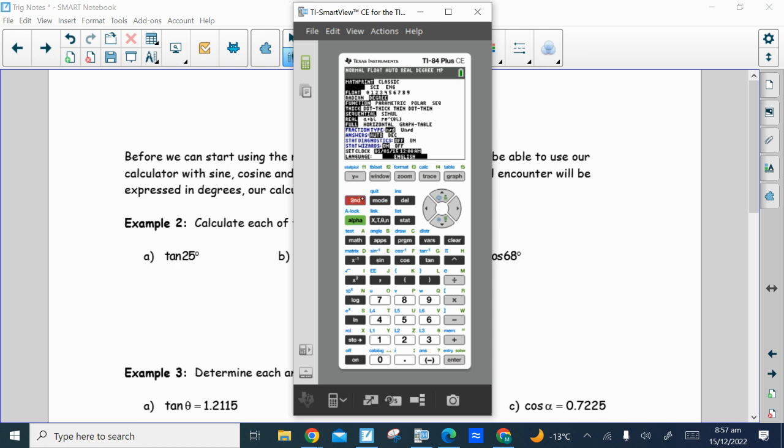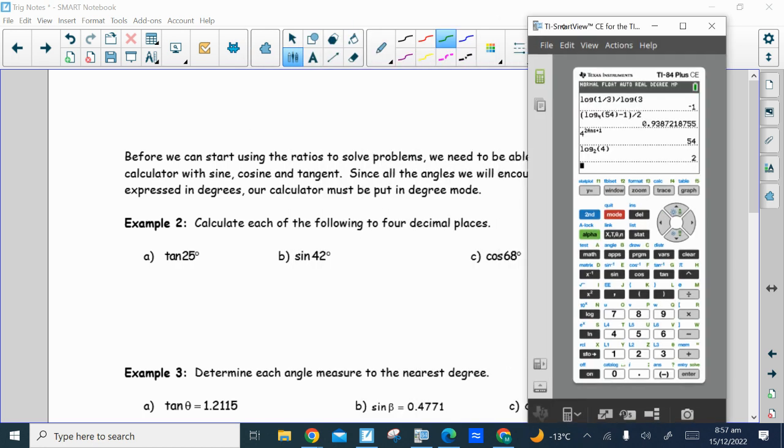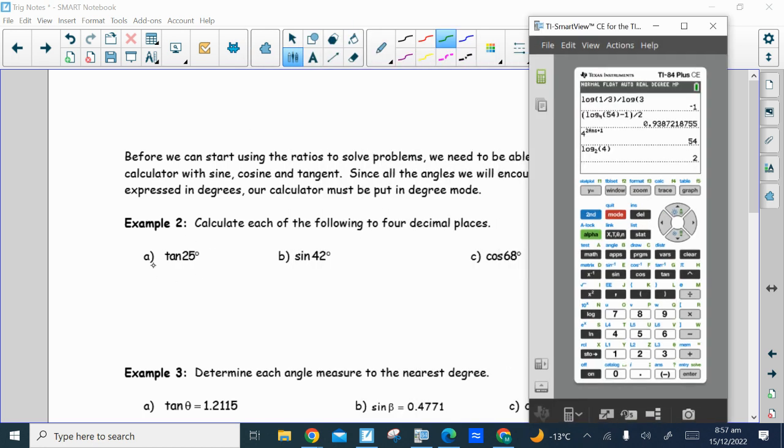So I'm good. Now, to make sure that your calculator is in the right mode, if you take the tangent of 25 degrees, it says calculate each of the following to 4 decimal places. The tangent of 25. So for most calculators, you're going to hit the tangent key first, and then type in your angle, and hit enter. The 4 decimal places is 0.4663.